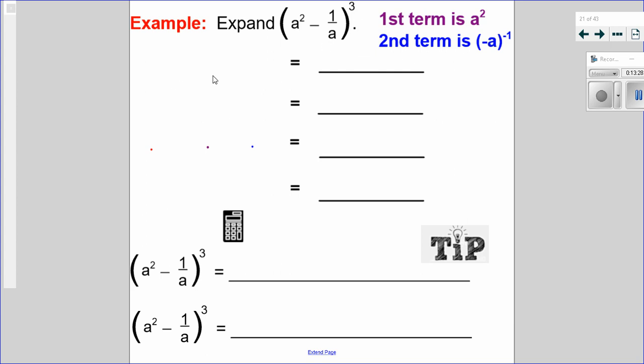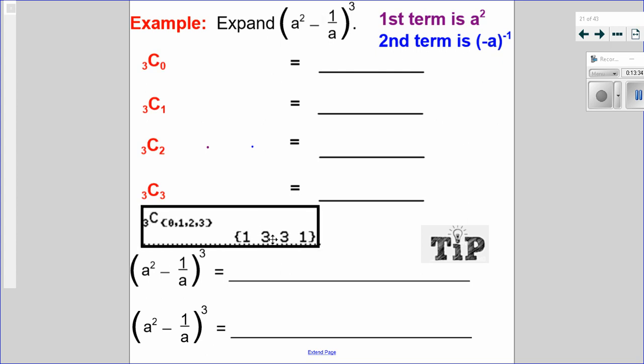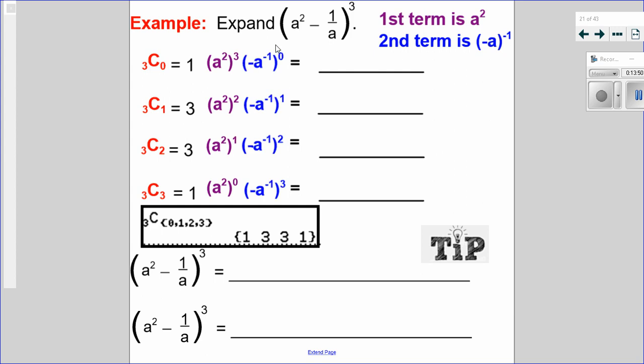Since I'm raising it to the 3, these will all be 3C's. I can use my calculator to figure out what all of those are. So that's 1, 3, 3, 1. My first term is a squared, so I'll raise that to the 3 all the way down to 0. My second term is negative a to the negative 1, and I'll raise that to the 0 all the way going up by 1. So now it's just a multiplying question.